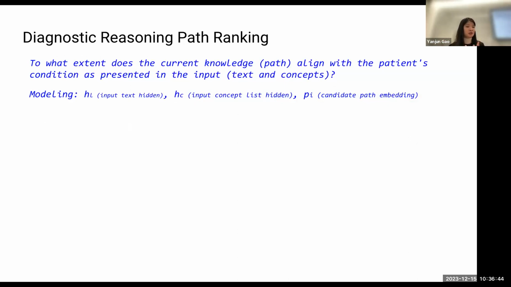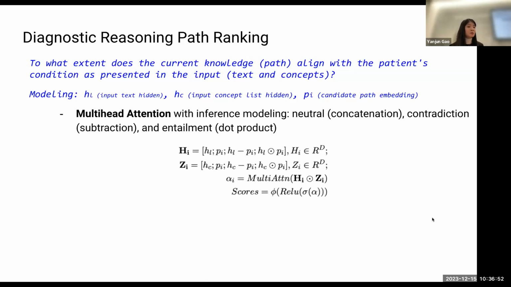And we're trying to model the relation between the input text hidden representation, the input concept list representation, and then the candidate path embedding. To do that, we propose 2 kinds of attention mechanism. One is called multi-attention based on inference modeling. For any path, and given either text input or the concept list input, we're able to model 3 inference relations. One is neutral, meaning that the candidate path doesn't have anything to add to the input. Or it's a contradiction, meaning it just contradicts the fact of the input, while an entailment means it actually provides more information about your input.